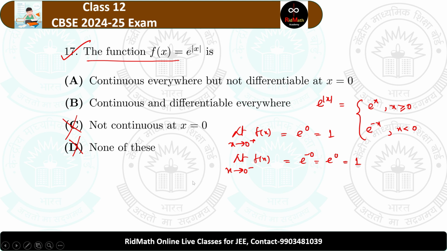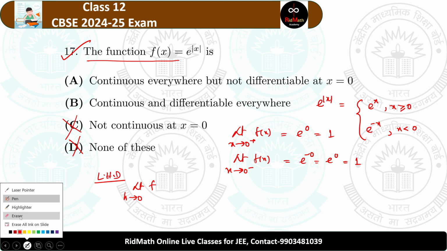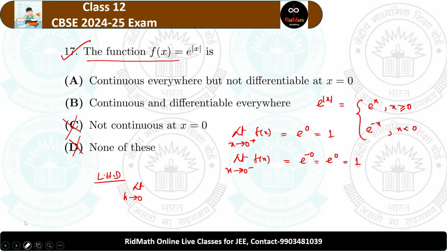So let us check the differentiability. This is the left hand derivative, so this is equal to the limit as h tends to 0 of f of minus h, minus f of 0, divided by minus h, that is e to the power minus h minus 1, where e to the power 0 is 1, divided by minus h. Okay, so this is equal to 1 because we have the limit.